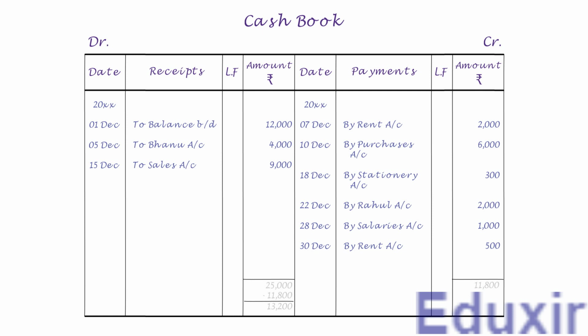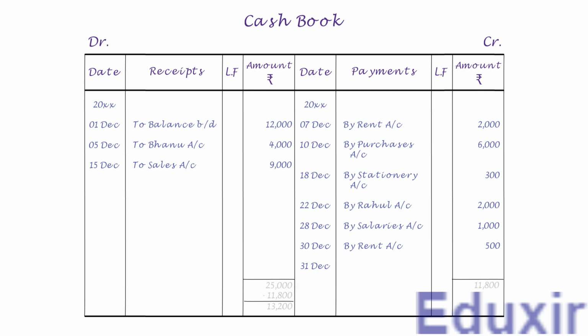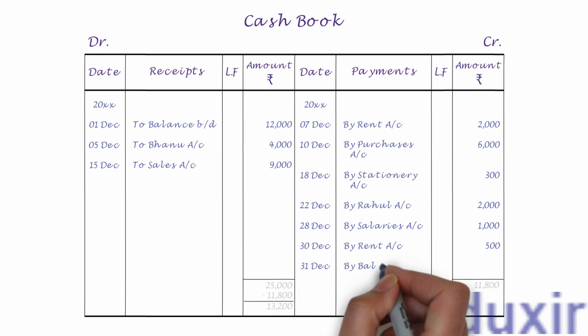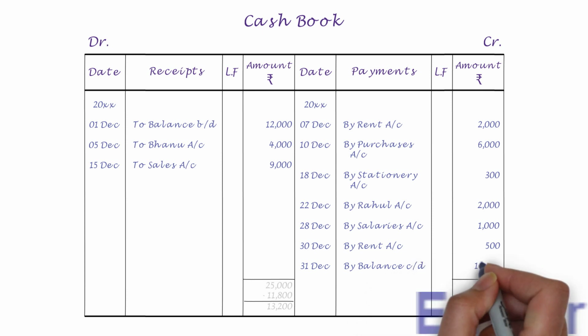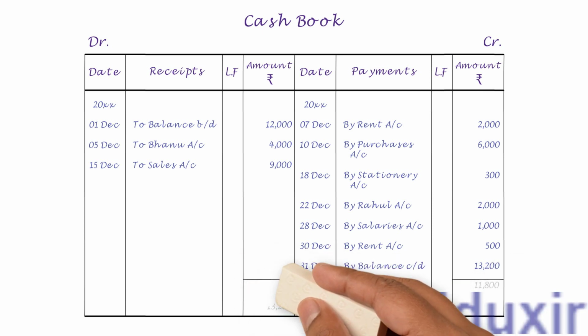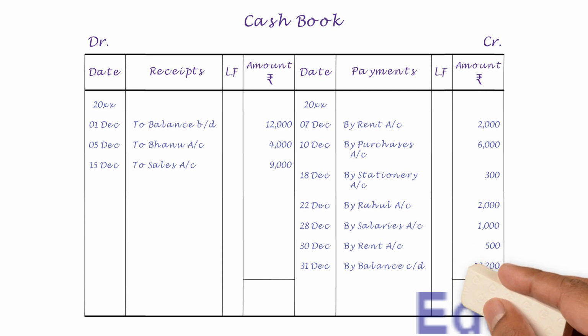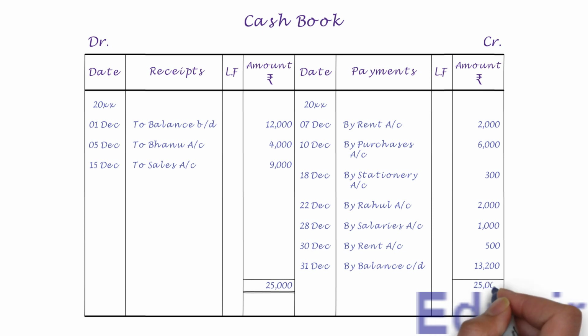Now, the balance carried down will be the last entry on the last day of the month. So, let us mark the date as the last day of the month. We need to write balance carried down on the payment side. Let us also write the balance amount of 13,200 in the amounts column. Now, if you total, as we have already done, the total of all the receipts on the debit side will be 25,000. Similarly, the total of all the payments on the credit side will be 25,000. So, the cash book is balanced.